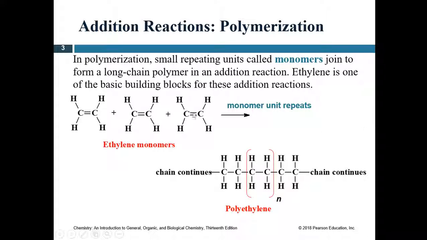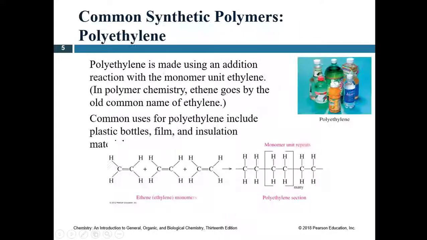You go, well, how does it happen? Well, actually, the double bond, the electrons from the double bond, one can pair up and form a bond, and another can pair up here, and they connect just by breaking the double bond and connecting the small units together. Polyethylene is made using an addition reaction with the polymer unit ethylene, which is what we just mentioned. And so common uses for polyethylene include plastic bottles, film, insulation, other materials. So here's our polyethylene.